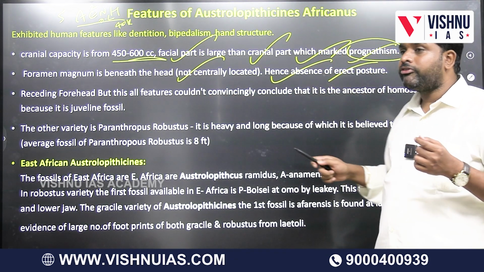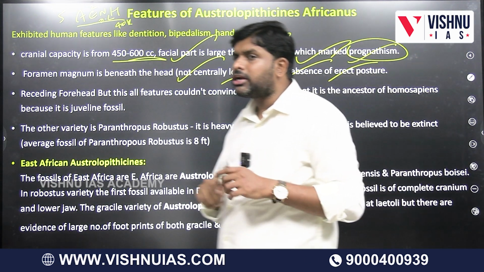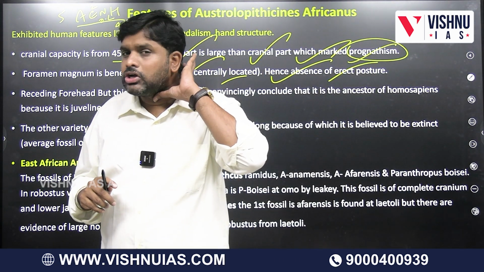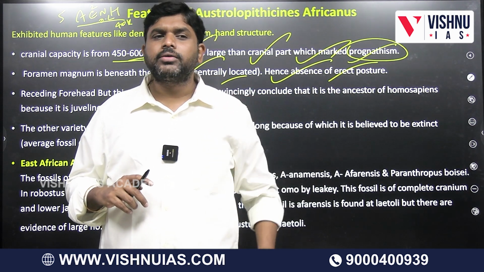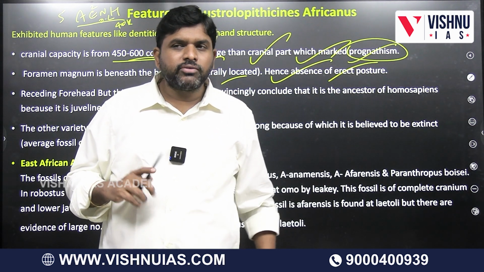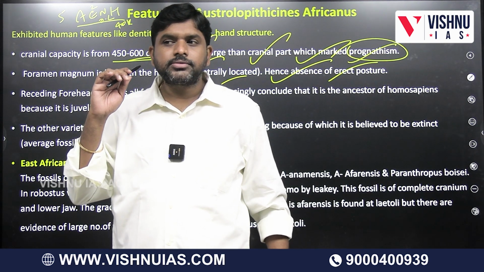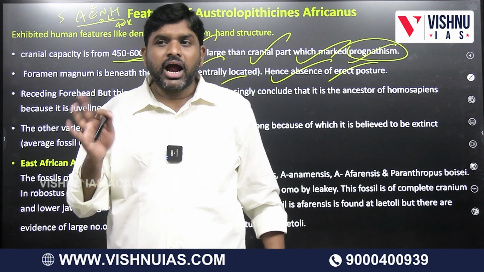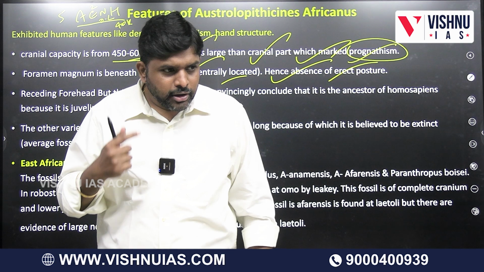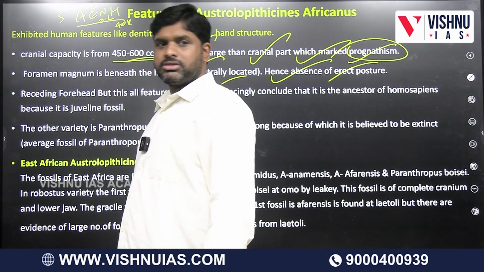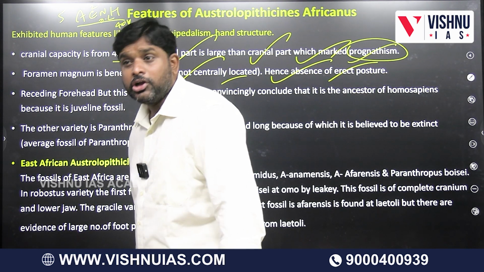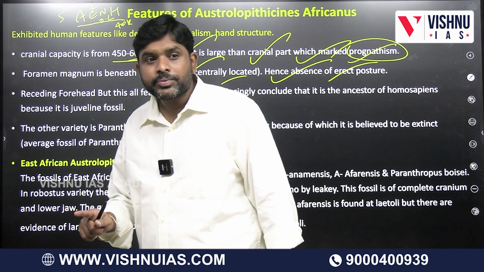Foramen magnum is beneath the head, hence absence of erect posture; it is not centrally located. Now you see, beneath the head, not centrally located. If it is centrally located, erect posture will be there. Beneath the head means like this, 100%. This is not erect posture. So, Australopithecines is not erect posture.